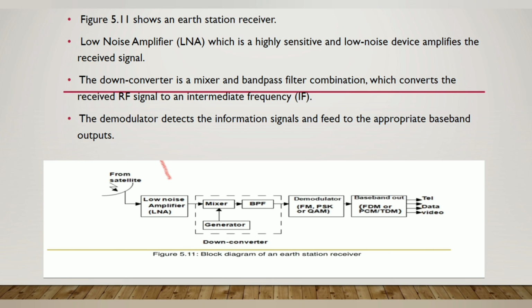Now figure 5.11 shows a station receiver. The LNA, low noise amplifier, which is a highly sensitive and low noise device, amplifies the received signal. The down converter is a mixer and bandpass filter combination which converts the received RF signal to an intermediate frequency, IF. The demodulator detects the information signals and feeds them to the appropriate baseband output. This is figure 5.11, block diagram of a station receiver.